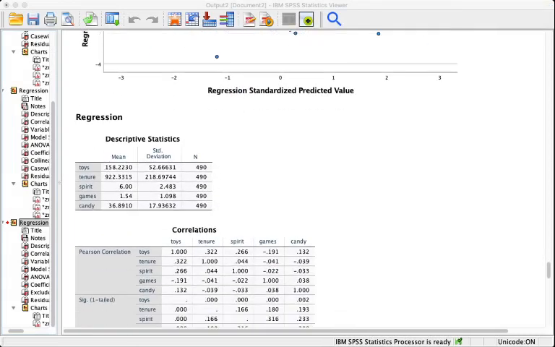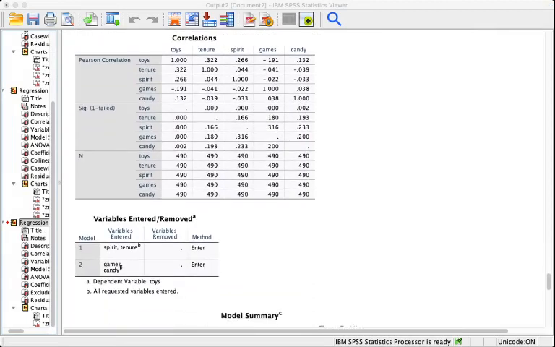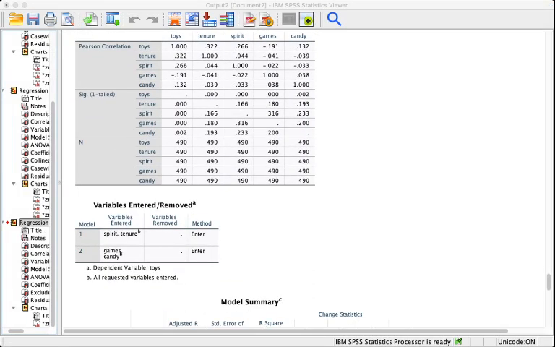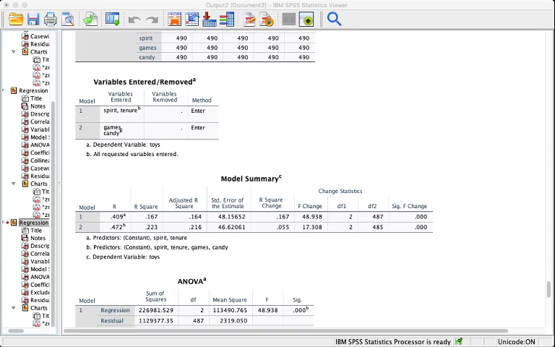Okay, so here's our syntax now. Again, I'm going to just ignore a lot of it. Here we see, oh, there's actually something in this variables entered/removed table. We have two models, and that's because we entered things in two steps. So first, spirit and tenure were added, and then games and candy were added.